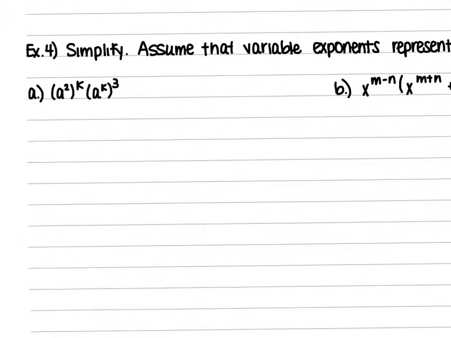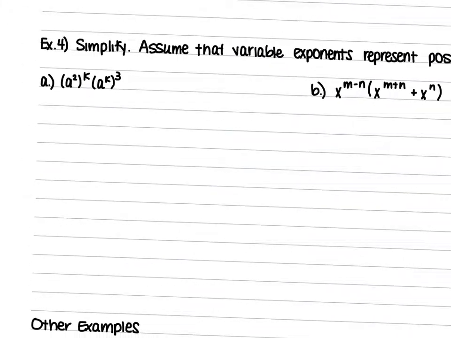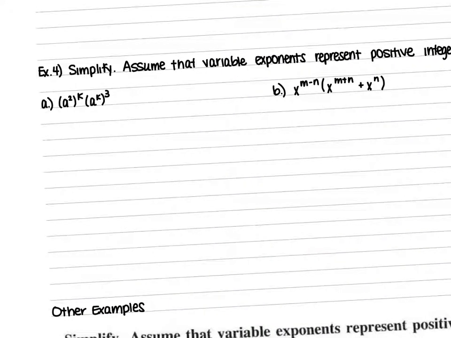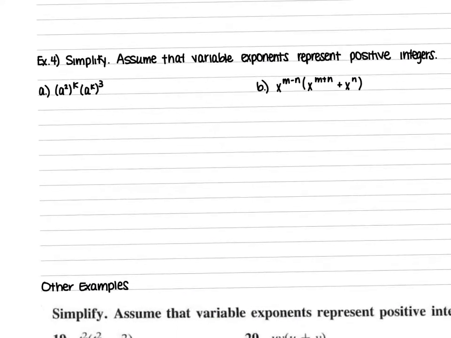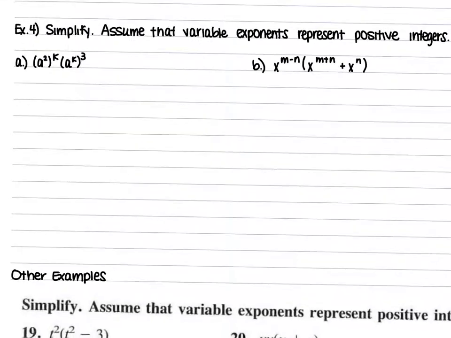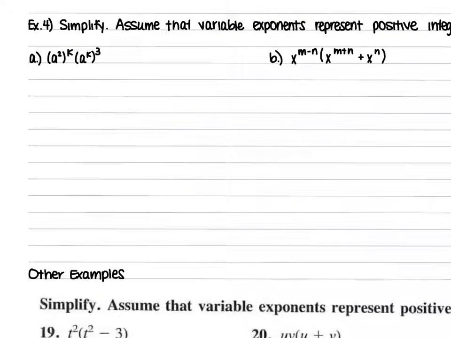Okay, so here's where we left off. It says simplify, assume that variable exponents represent positive integers. The reason that line is there is because, if they weren't positive, some different things would happen, and we're not into that just yet. So we're going to talk about what would happen.